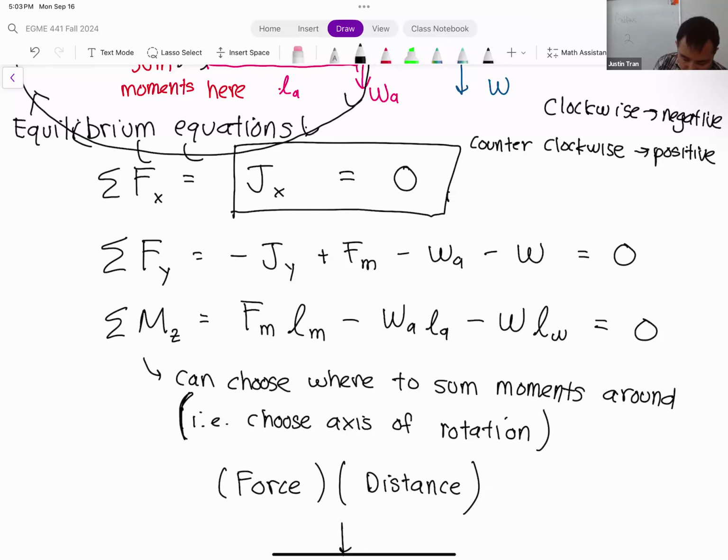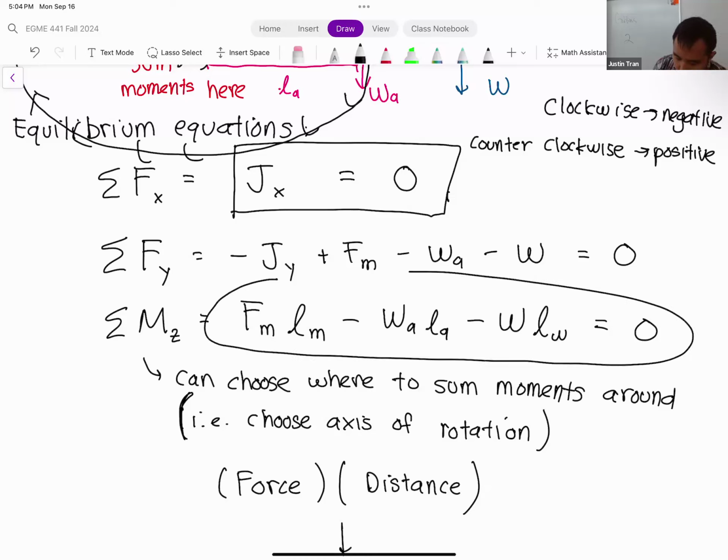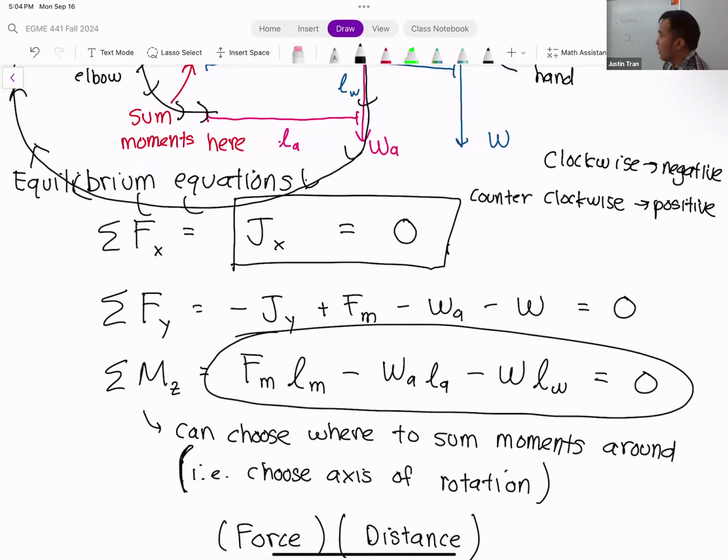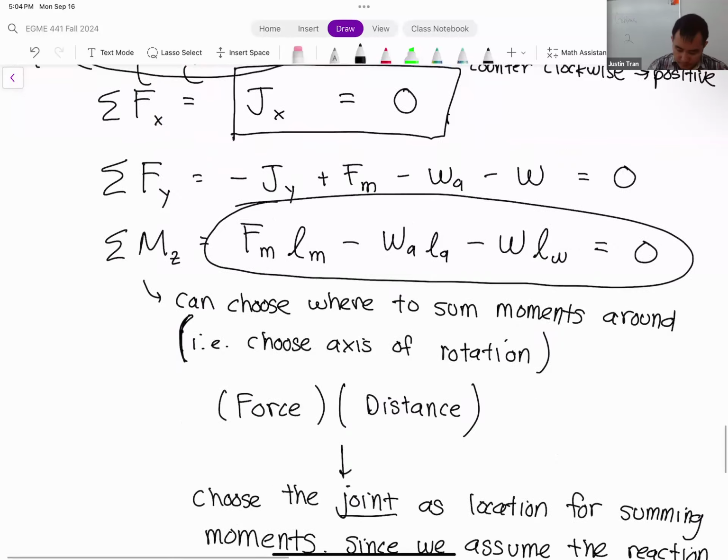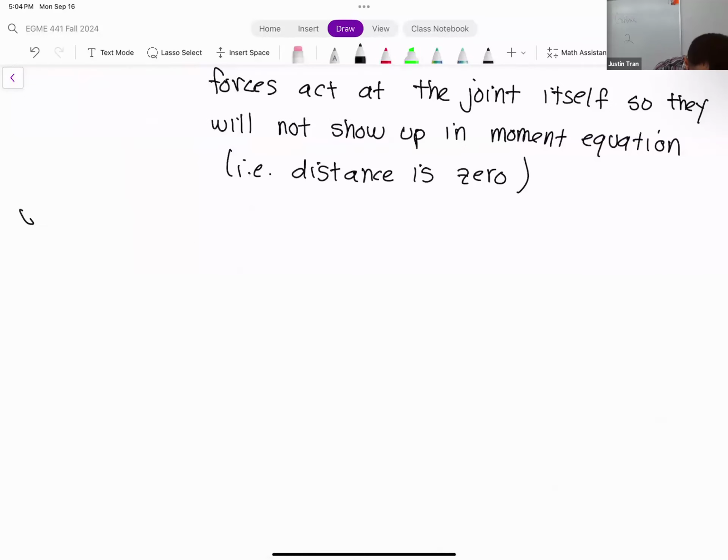And now if we look at this equation right here, there's only one unknown in this equation. That unknown is FM. Everything else is either known or we assume it to be known. All right, any questions on this? Okay. So let's go ahead and solve the moment equation for FM.